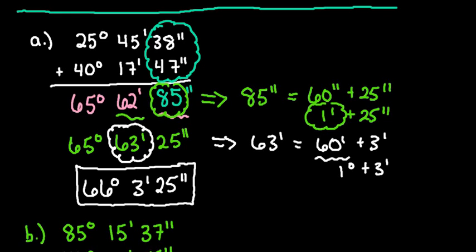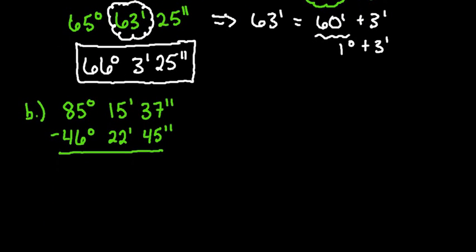All right, so let's look at the next one that we have on here. This time we're going to be subtracting. So when you're subtracting, you are going to subtract your seconds from each other, your minutes from each other, and your degrees from each other. But if, like for example here, my 37 seconds, if I were to subtract those, I would get a negative value since 37 is less than 45. So what we have to do is borrow from here. Basically, I'm going to borrow a minute from here to make this seconds value larger than the other one.